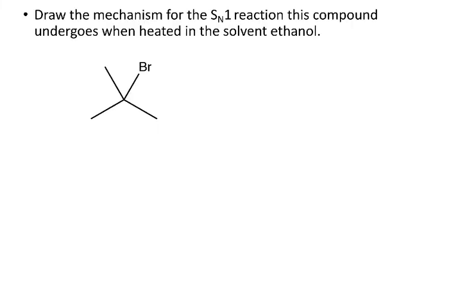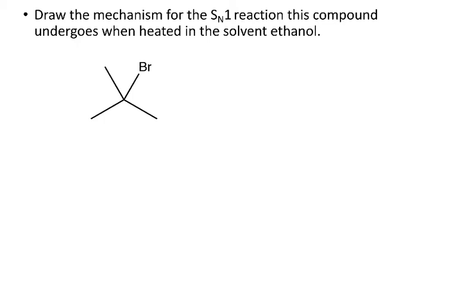In a previous video, we talked about SN1 and E1 reactions. In this video, I want to look at some examples of specific problems that are similar to what we might be asked on tests or quizzes. All right, so I think it's definitely important to be able to draw the mechanism for both SN1 and E1 reactions. And so our first example is to draw the mechanism for the SN1 reaction that would happen when this compound is heated in ethanol as the solvent.